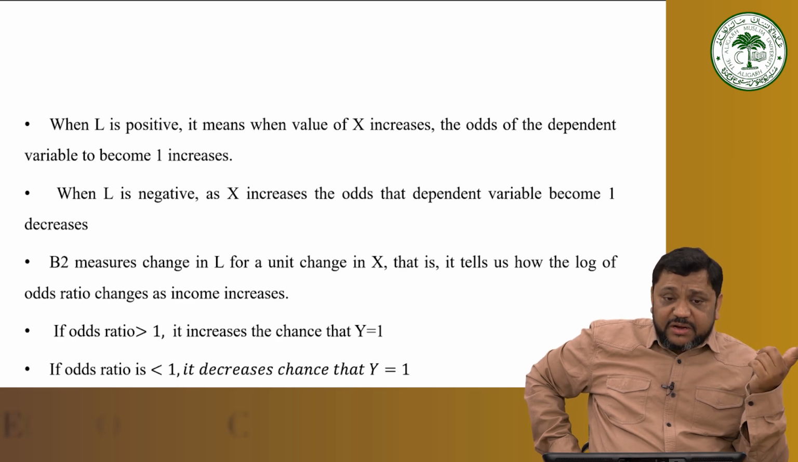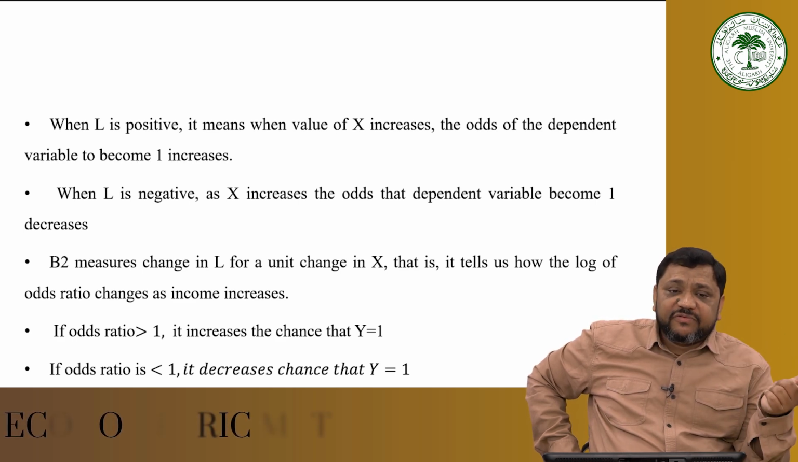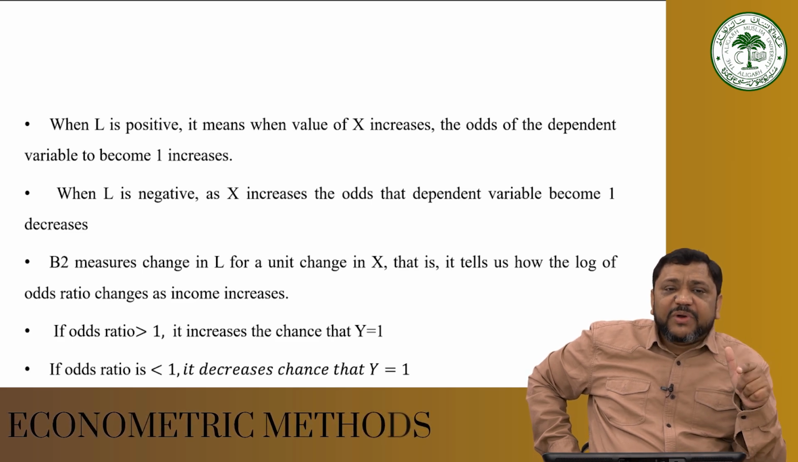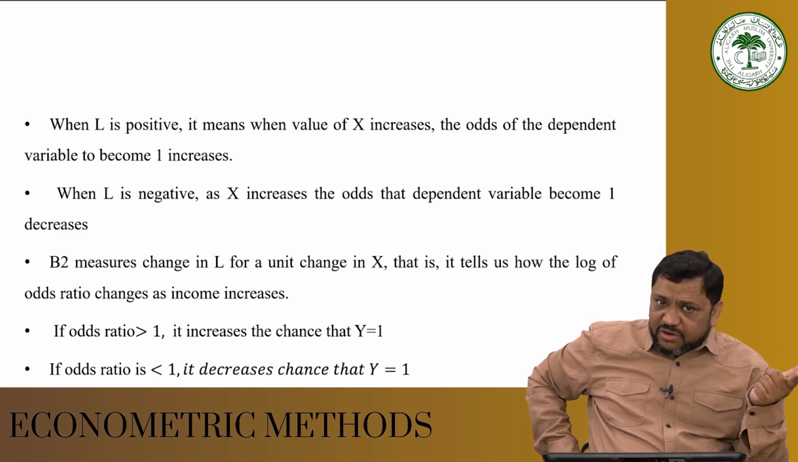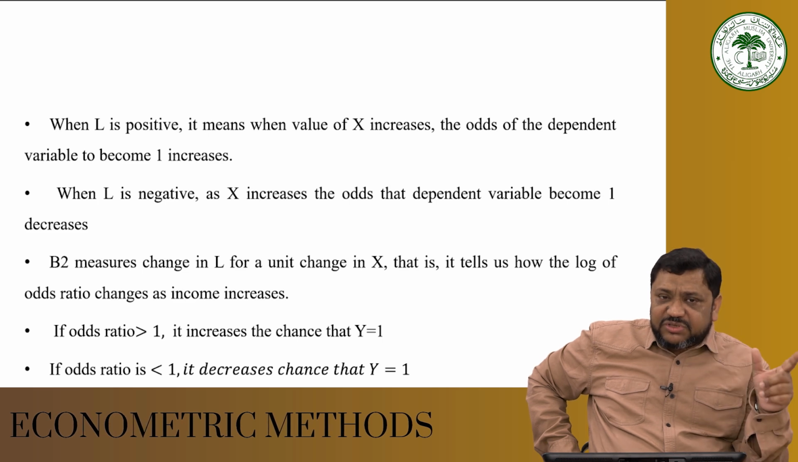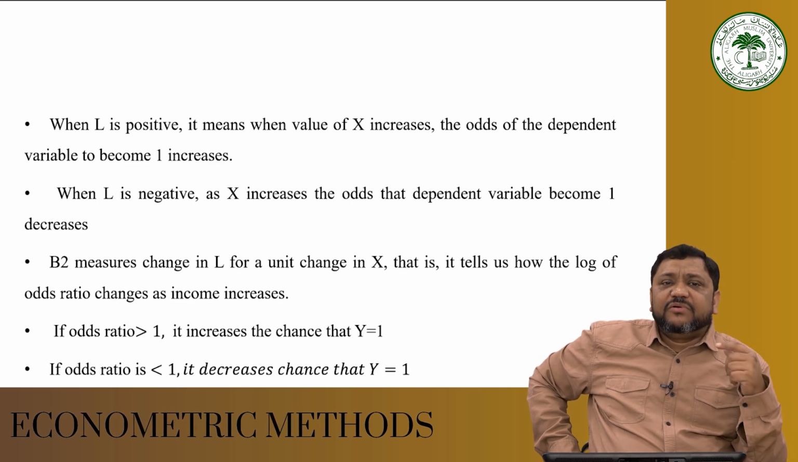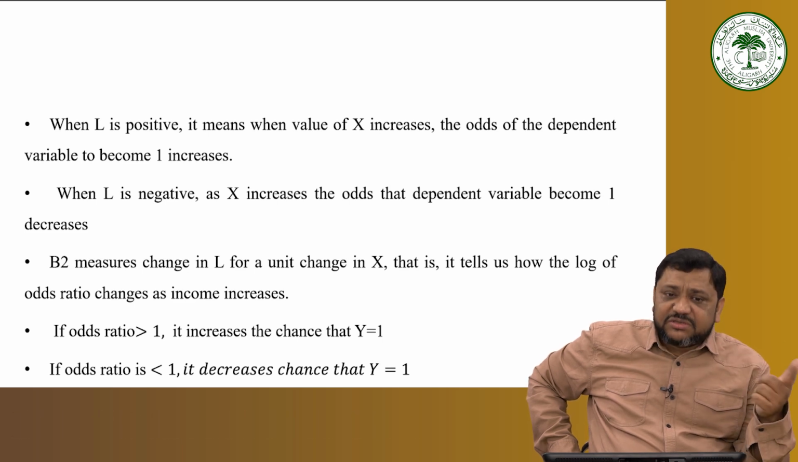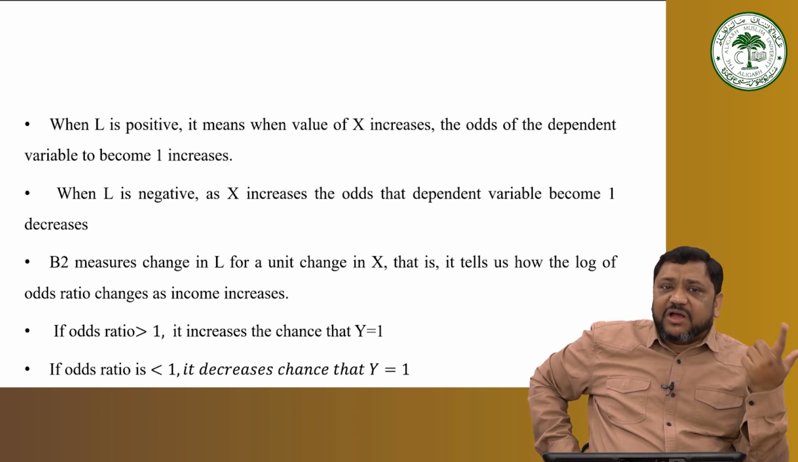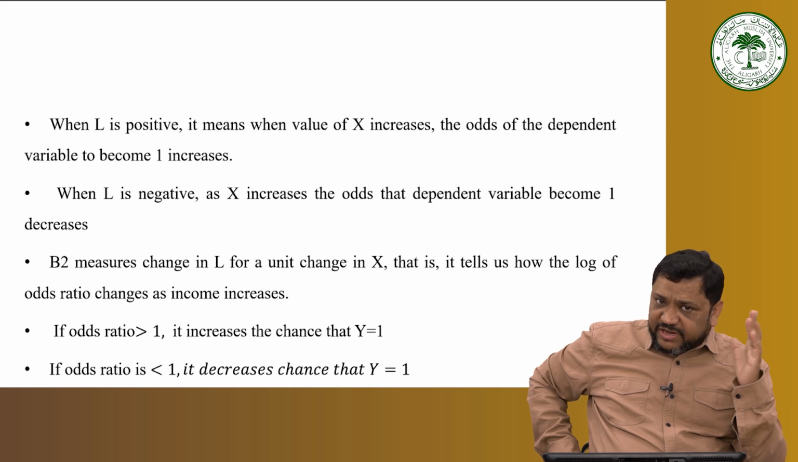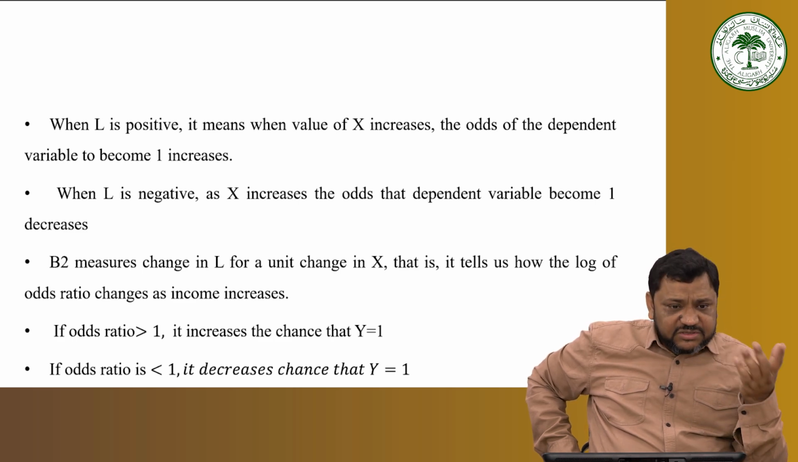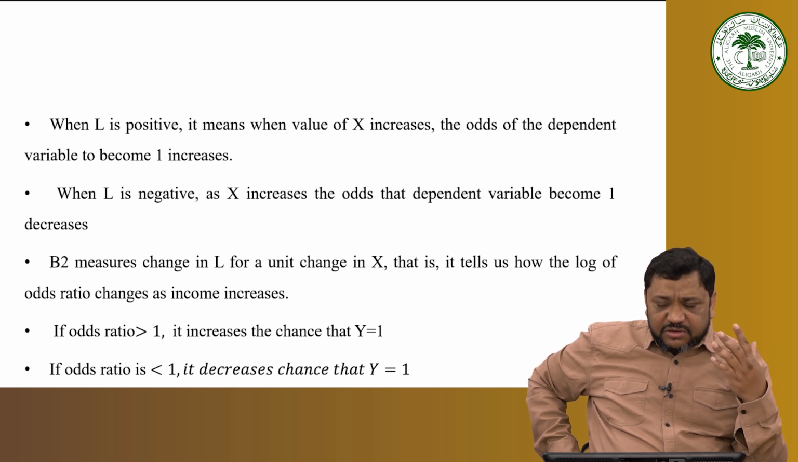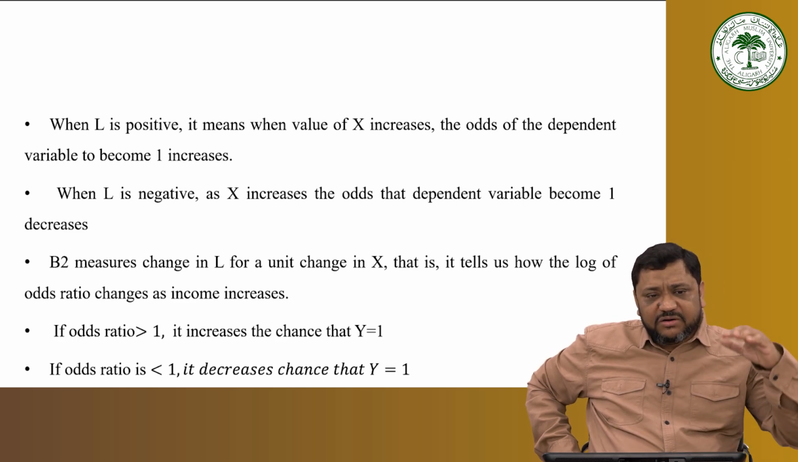So, again a recap: when L is positive, it means that as the value of x increases, the odds of the dependent variable becoming 1 increase. If your L is positive, it means when income increases, the odds of having a car increase. When L is negative, when income increases, the odds that the person will have a car decrease.